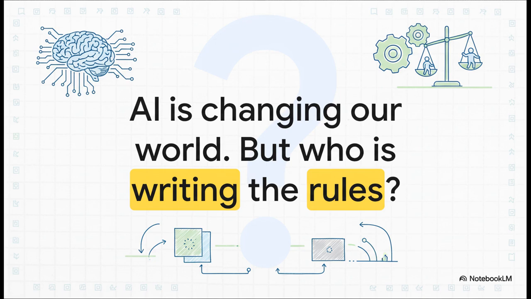And this really gets to the heart of it, doesn't it? I mean, AI is everywhere now. It's changing our world, from how we bank to how we see our doctors. But who is writing the rules for all this? Who's in charge? It's a massive question, and we have to start asking it.